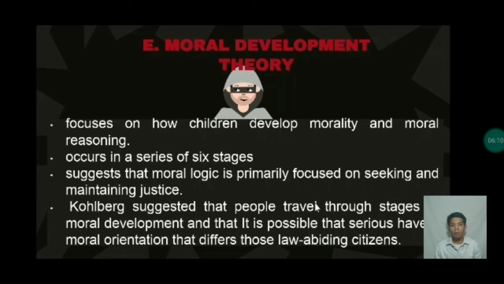Moral development theory focuses on how children develop morality and moral reasoning. Occurs in a series of 6 stages. Suggests that logic is primarily focused on seeking and maintaining justice. Kohlberg suggested that people travel through stages of moral development, that it is possible that serious offenders have a moral orientation that differs from those of law-abiding citizens. So, ang moral development theory explains that our development of moral reasoning happens in 6 stages.